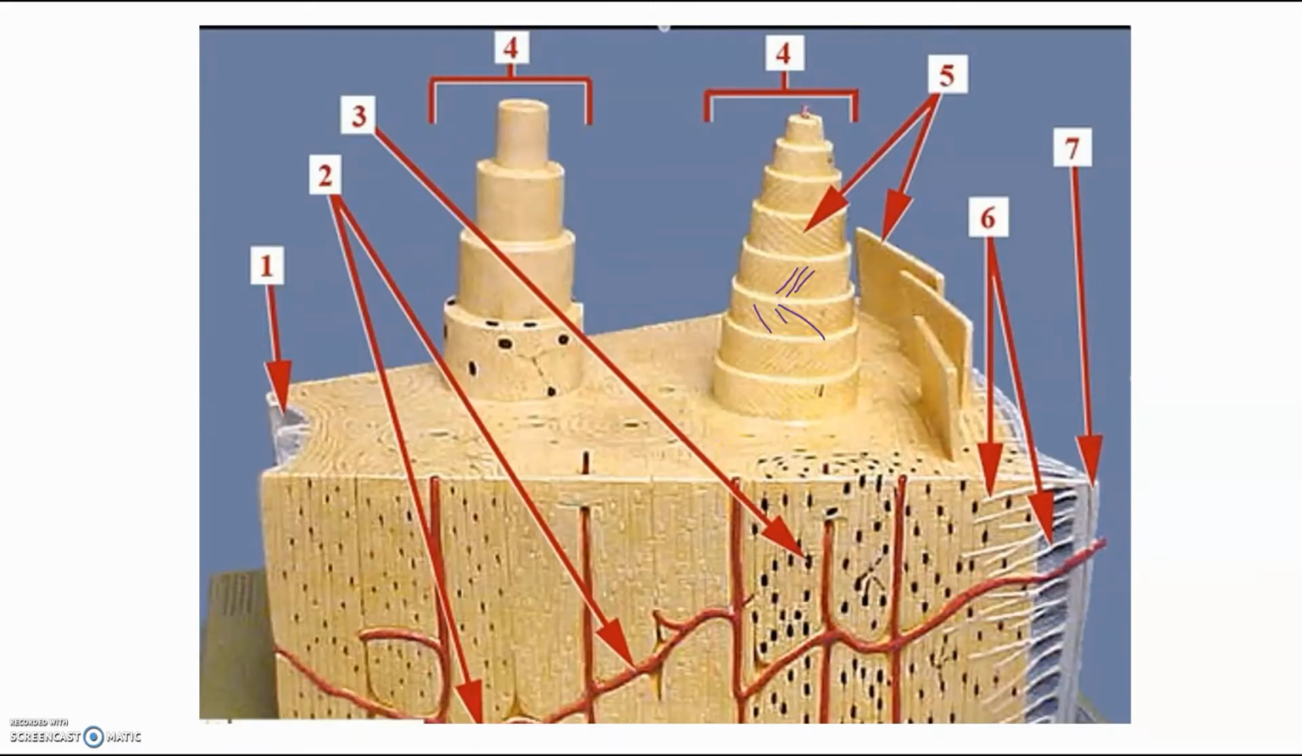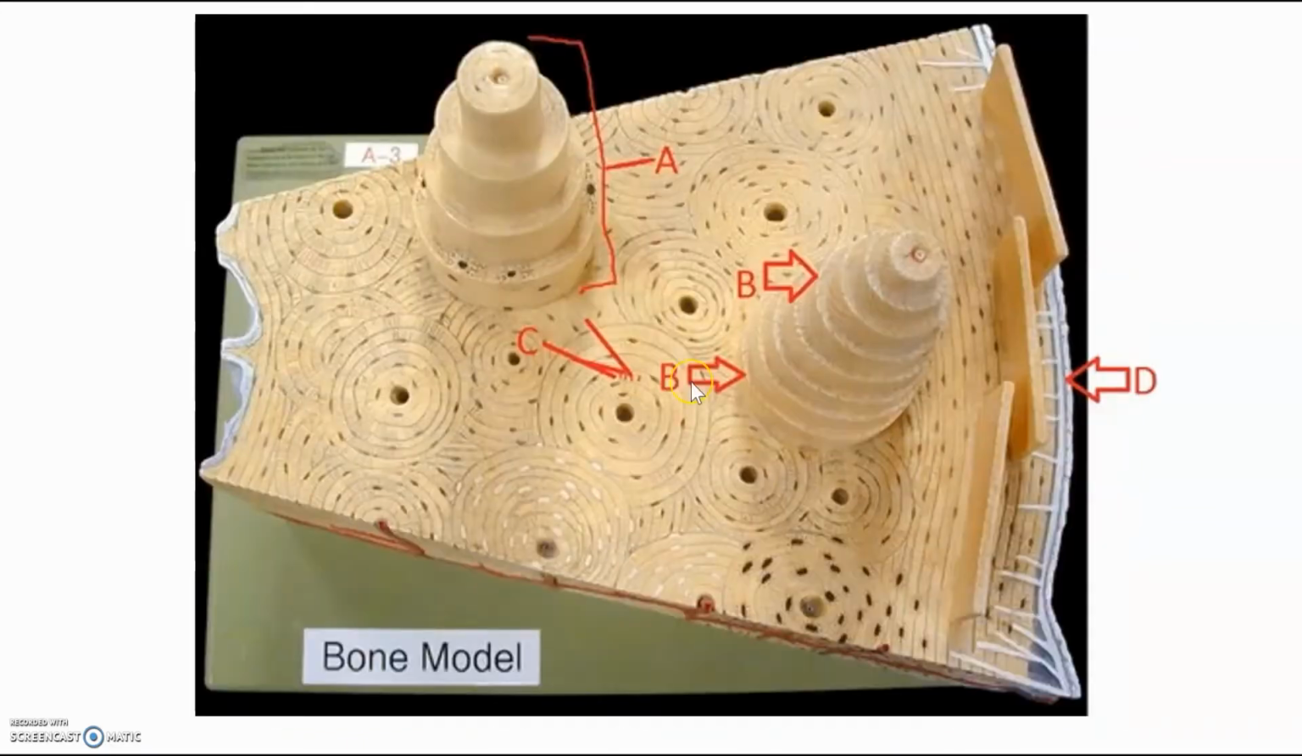Then next are the lamellae. So we have 3 different types of lamellae, and you can see them better from this angle. So the first kind is called concentric. So I'll draw one right here for you guys. This right here is going to be one concentric lamellae.